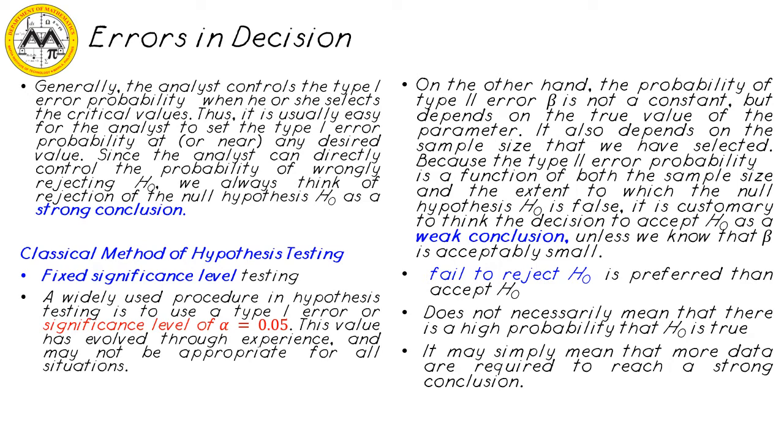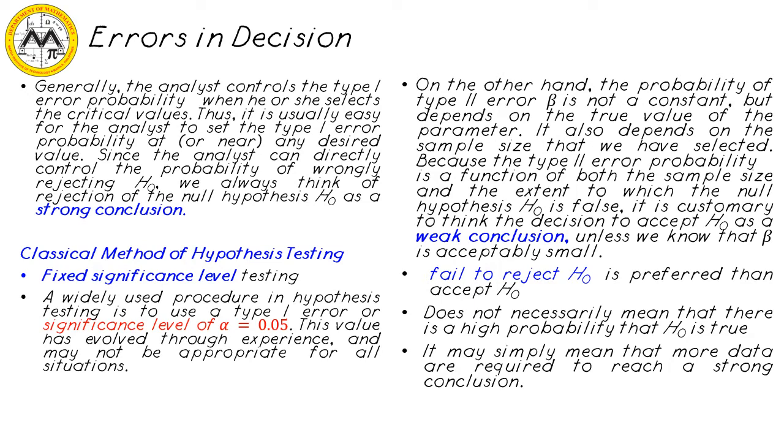So the classical method in hypothesis testing, we have a fixed significance level. This is a widely used procedure in hypothesis testing and is used to use a type 1 error or significance level at alpha is equal to 0.05. This value has evolved through experience and may not be appropriate for all situations. Most of the time, if you are a starting researcher, you always make use of 0.05 as a level of significance. This is the widely used level of significance, 0.05.